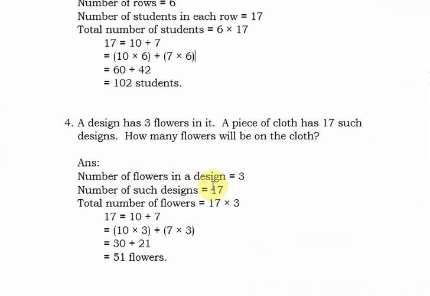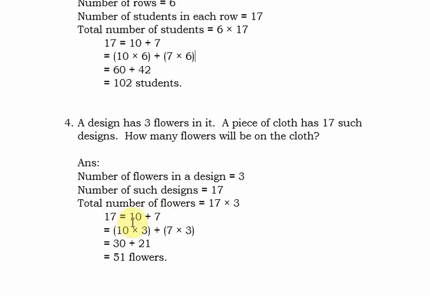Number of flowers in a design is equal to 3. And number of such designs: there are 17 such designs. So there are 3 flowers in a design and the number of designs is 17. So the total number of flowers will be 17 multiplied by 3. This 2-digit number we can write in expanded form: 17 is equal to 10 plus 7.